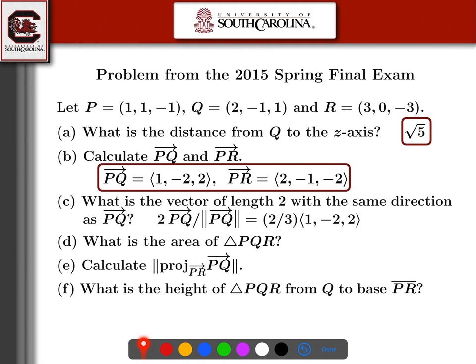The length of PQ is 1 plus 4 plus 4, and then you take the square root of that. So that would be the square root of 9, or 3. So we have 2 over 3 times the vector PQ. So I've just written it like this, but this will be the answer then to this problem. This vector will have length 2, and it'll be going the same direction as PQ.